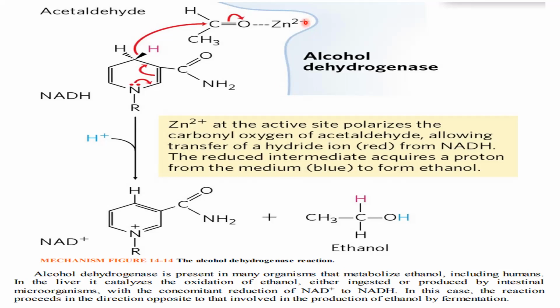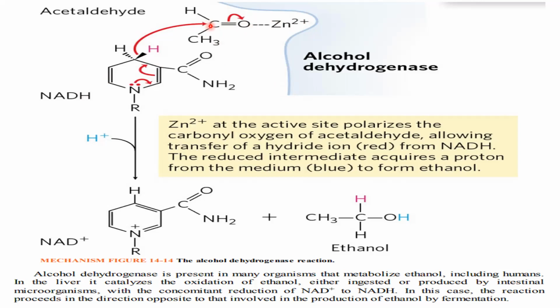So on the enzyme you have the active site, which plays an important role in catalyzing that particular reaction. So the zinc at the active site polarizes the carbonyl oxygen of the acetaldehyde. So substrate is being added here, allowing the transfer of hydride ion from the NADH. So from NADH, this particular hydrogen is accepted, and it comes to this location.